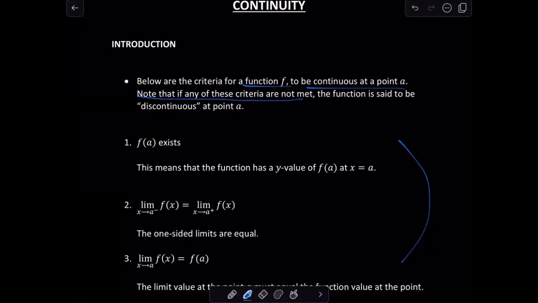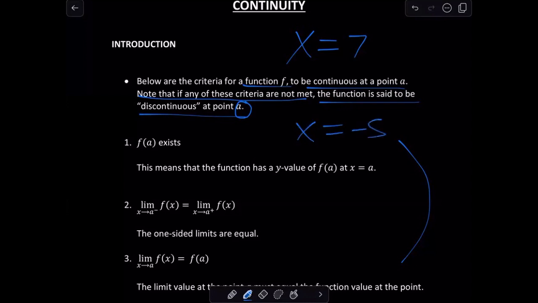Note that if any of these criteria are not met, then we say that the function is said to be discontinuous at a point A. What is a point A? So A is just an x value. So A could be 7. We're looking at x is equal to 7. If A is -5, then we're concerned with x is equal to -5. Okay. A in this case is an input value or an x value.